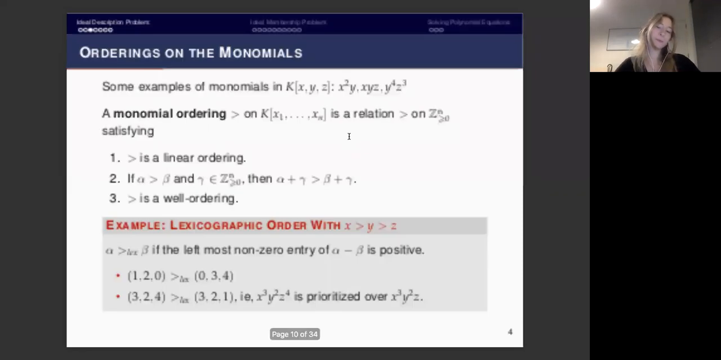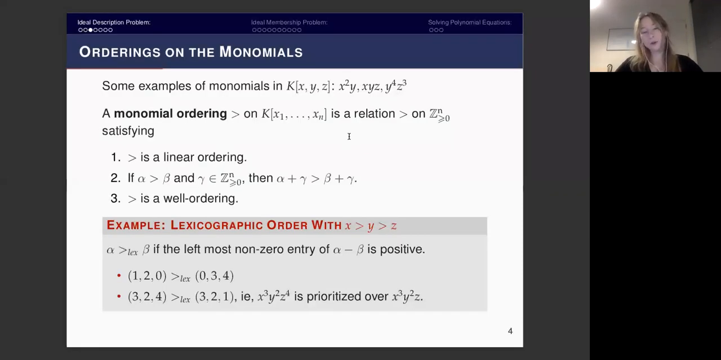And let's consider an example called lexicographic order, where X is prioritized over Y and Y is prioritized over Z. We say that alpha is larger than beta if the leftmost non-zero entry of alpha minus beta is positive. In other words, we are prioritizing the monomials where X has the greatest exponent.